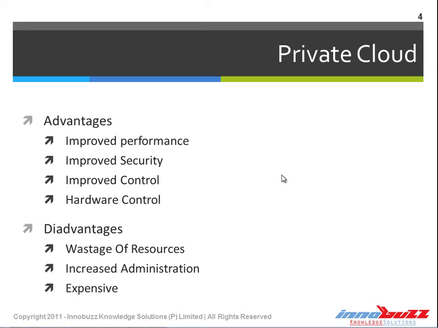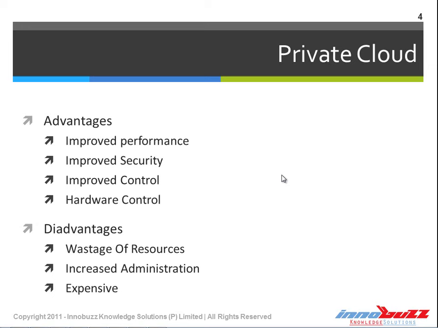When it comes to public cloud, we get access only to the virtual machine running on top of the hypervisor, and we can create our own security groups or our own firewalls. But when it comes to private cloud, we get improved control. We can control the hardware as well as the software running in our private cloud, and we have control over the hardware.